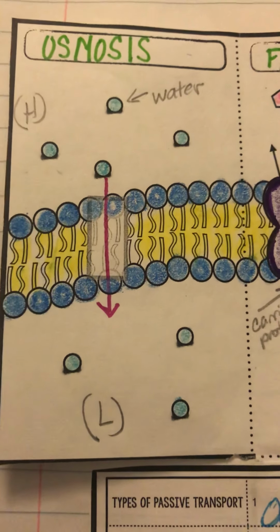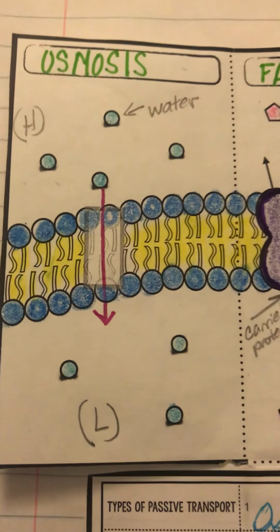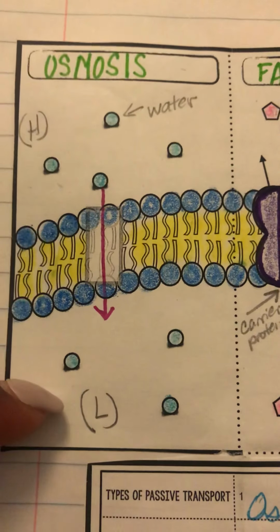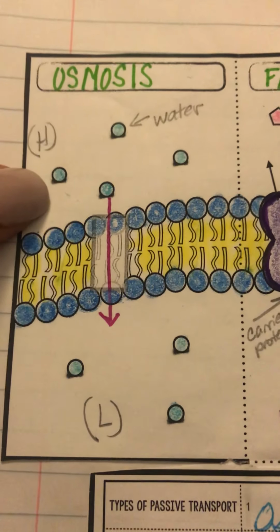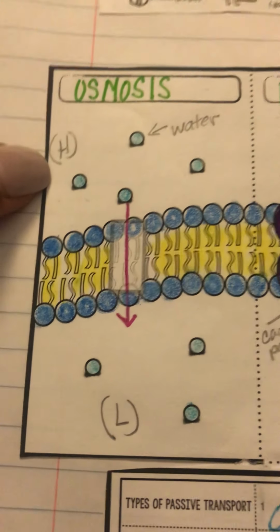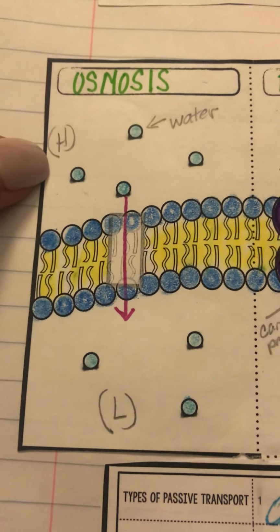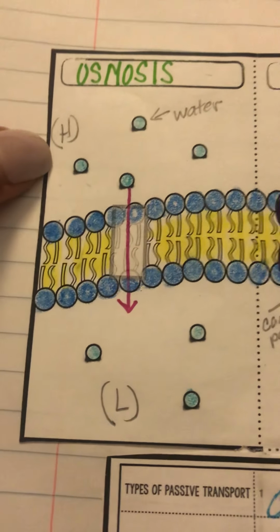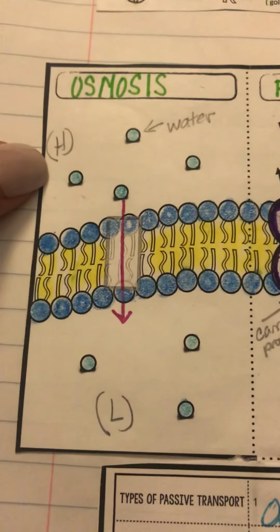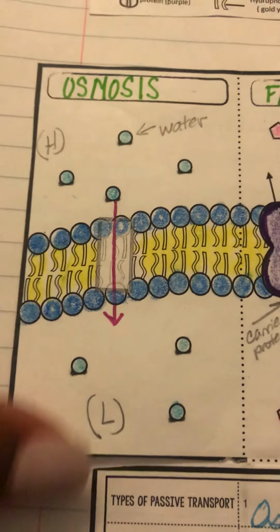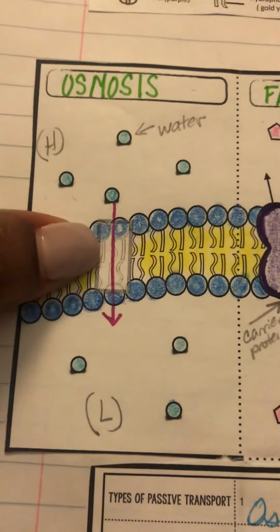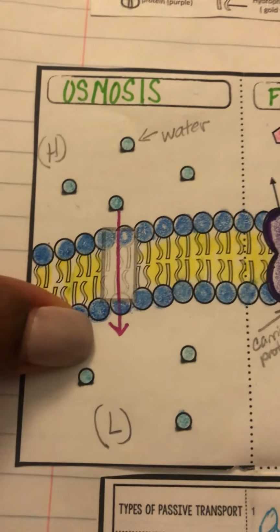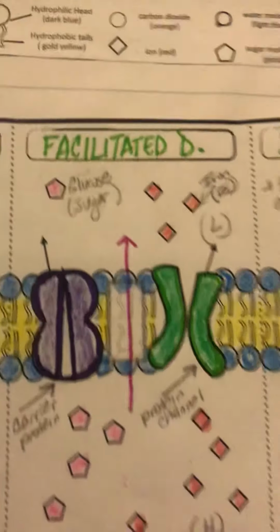So if we think about that, where do we see more bubbles? We see 1, 2, 3, 4 here and 3 here. The higher concentration would be here, so that's why I wrote the H to indicate higher concentration. And in osmosis, which is a type of diffusion, or let me say passive, we're going from an area of higher concentration to lower concentration. So you can see that I drew my arrow going from high to low. Let's look at the next one.